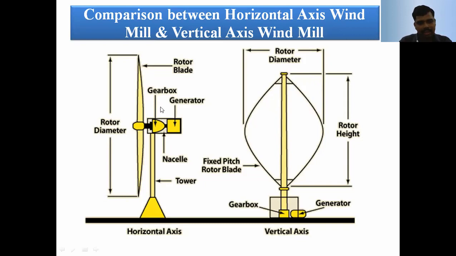And in horizontal axis windmill, the rotor is spinning around a horizontal axis. In vertical axis windmill, the rotor is spinning around a vertical axis, that is the shaft position. In horizontal axis windmill, the shaft position is horizontal, that is spinning around horizontal axis. In vertical axis windmill, the shaft position is vertical, that is spinning around vertical axis.